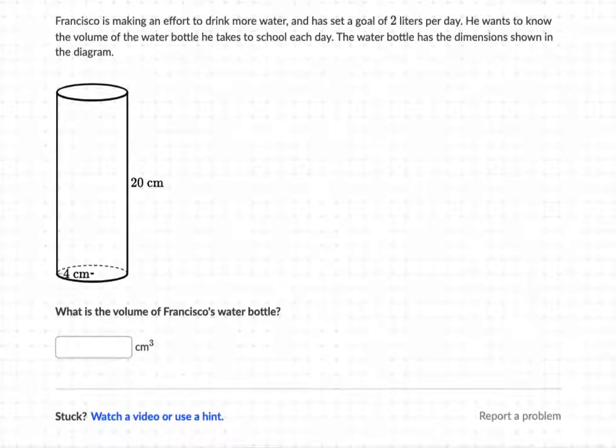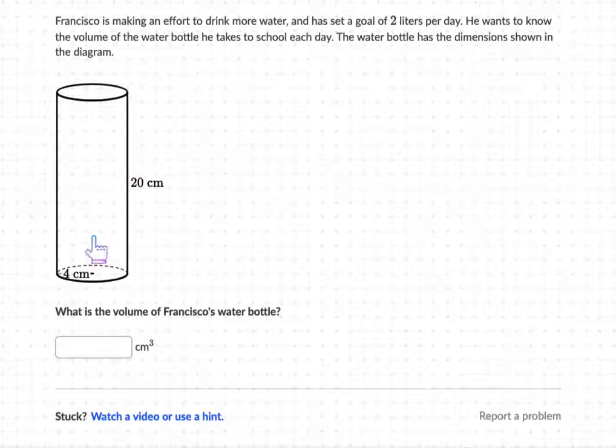So go ahead and pause the video, see if you can figure out the volume of Francisco's water bottle. All right, so first we have to figure out the shape of this. This is like a soup can or hydro flask. So that was the first type of 3D shape that we covered. So it's going to be our basic cylinder.